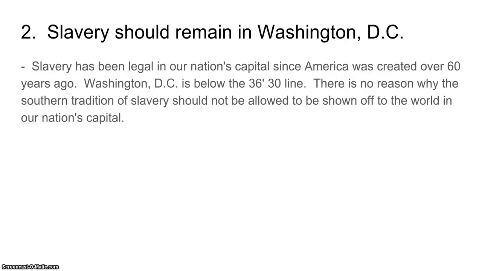Two, slavery should remain in Washington, D.C. Well, it's tradition. Slavery had been legal in our nation's capital since America was created. We've been doing this for 60 years. That's our right to have slavery there.